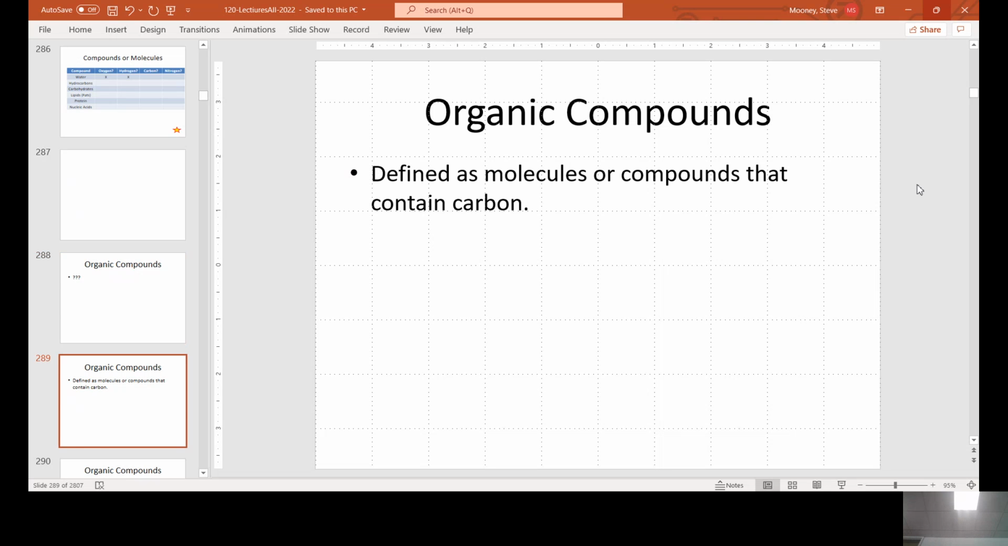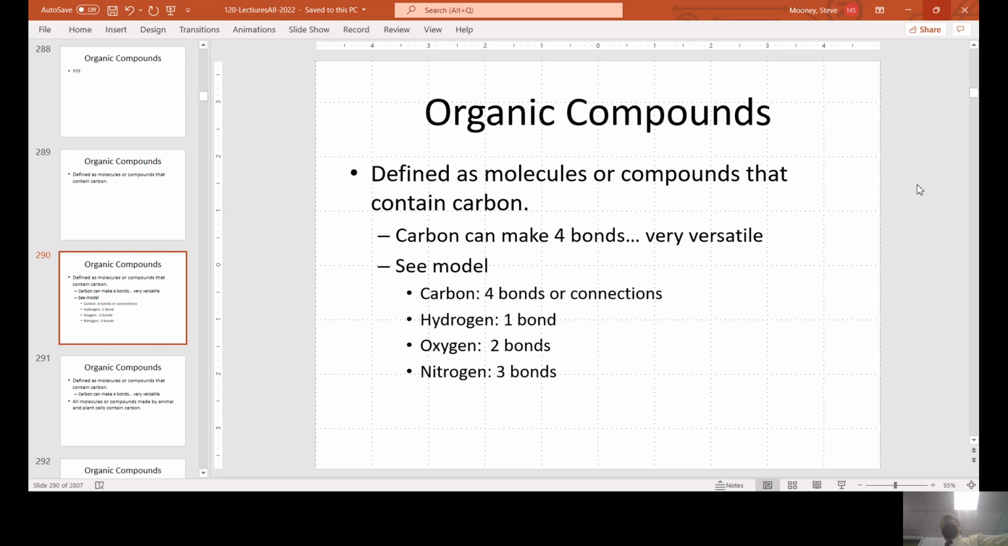Organic means any molecules or compounds that have carbon in them. So the fun argument to have is, well, organic is better for you. Well, technically organic, cyanide is organic. It's got a carbon molecule in it. So that's using organic in two different ways. We're going to use organic in this class to mean that carbon is present.